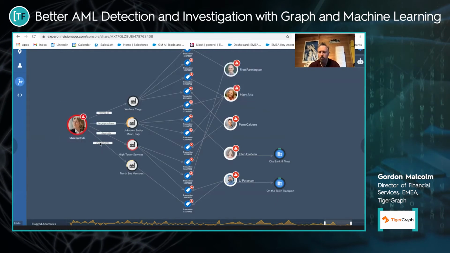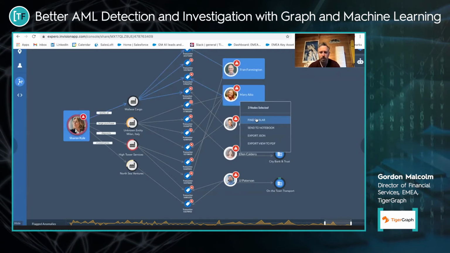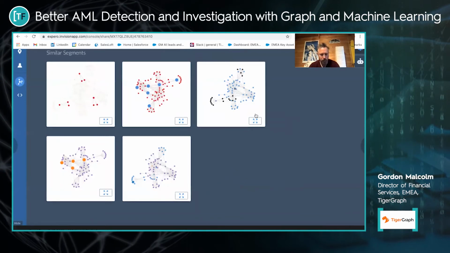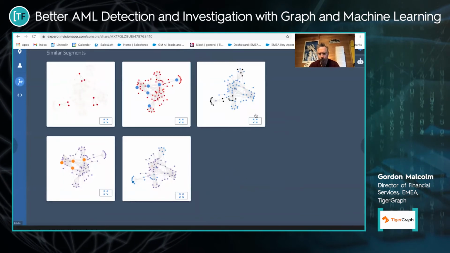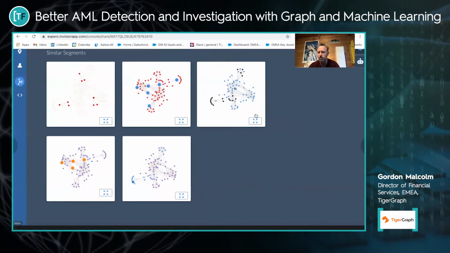So let's try that. Let's find somebody similar. And a host of different graph algorithms are available out of the box with TigerGraph. And these are just a few. So we'll try similarity detection.